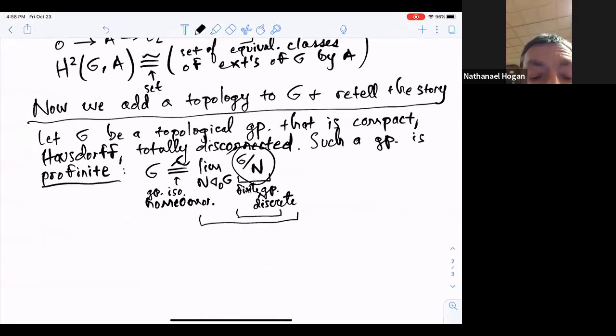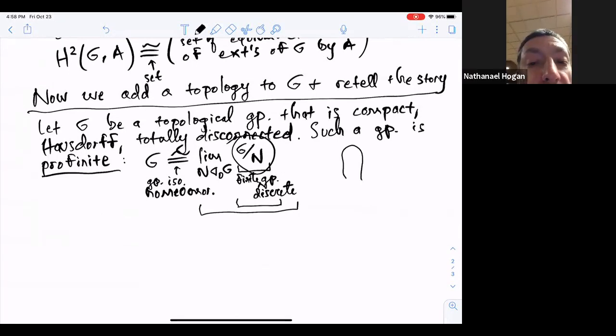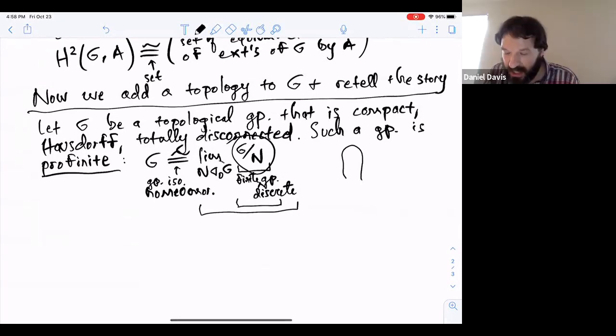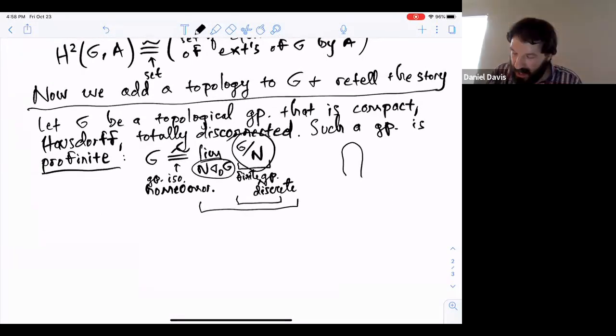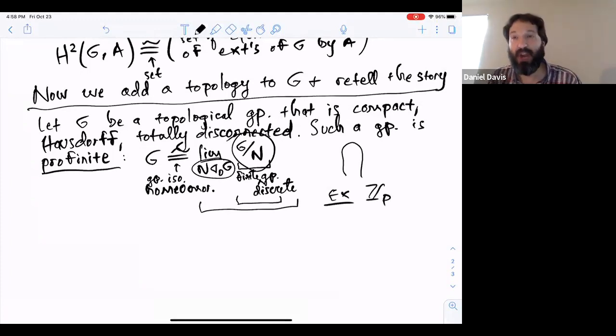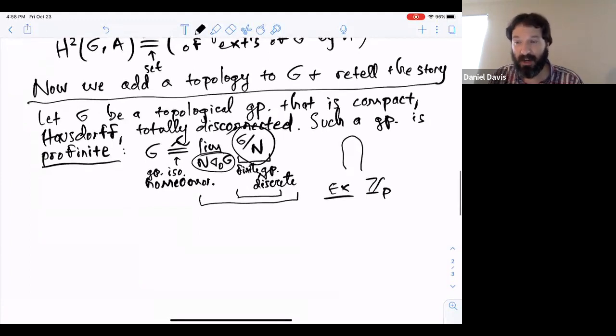If you're not familiar with those, let me just say it's kind of a generalization of an intersection. It's an inverse limit over the collection of open normal subgroups of G. An example is Z_p, the p-adic integers for any prime p. That's a topological group that has all of these properties that I've been talking about.